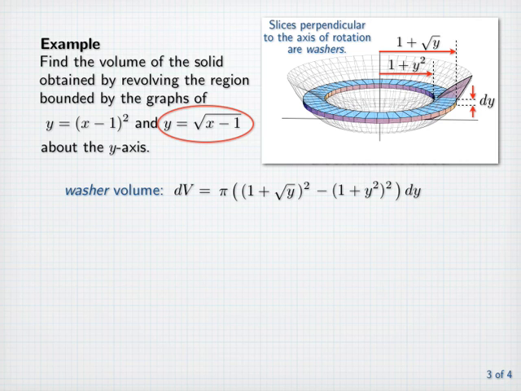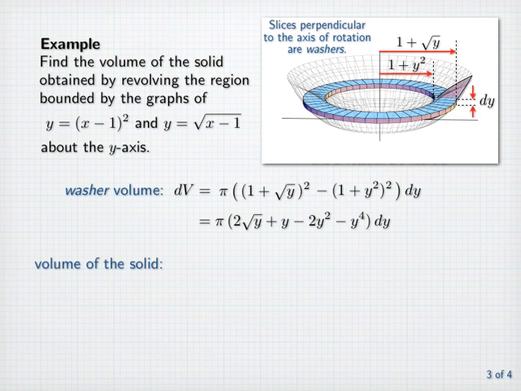Now let's prepare this for integration by expanding products and simplifying. Note that the resulting constant term will be 1 minus 1 equals 0. The first term, 1 plus the square root of y quantity squared, contributes 2 times the square root of y plus y, and the second term, minus the square of 1 plus y squared, contributes minus 2y squared minus y to the fourth, so we have dV equal to pi times 2 root y plus y minus 2y squared minus y to the fourth, all times dy.